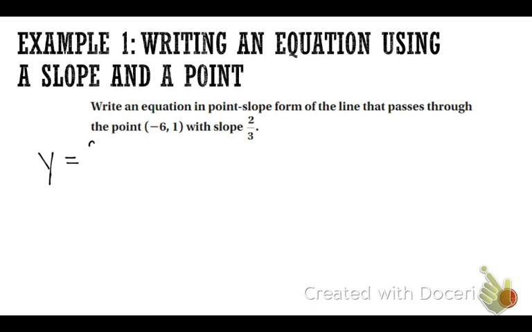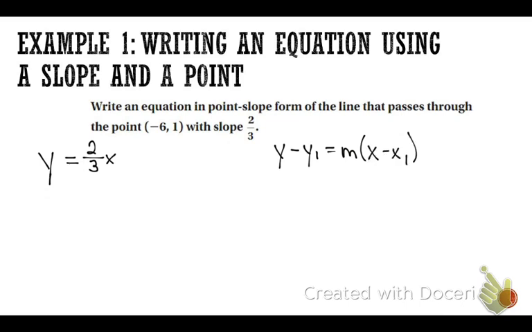Y equals 2/3 x. Okay? What I don't know is the y-intercept. And that's where I can use, here's where they kind of get the word from, point. I can use point and slope to then write the equation in slope-intercept form. And what was my formula again? Can you guys say it with me? Y minus y1 equals m times x minus x1.